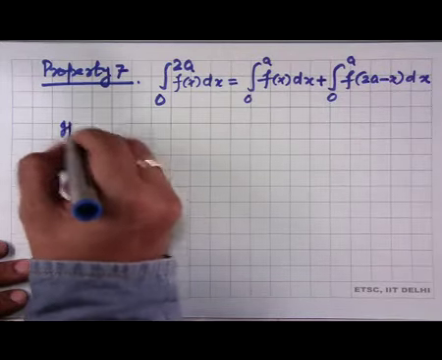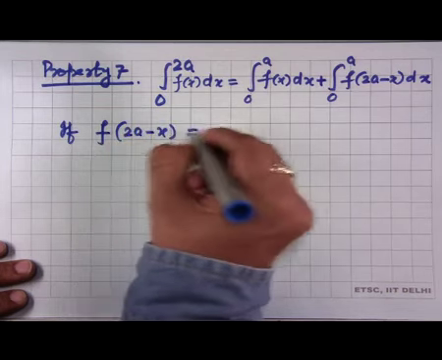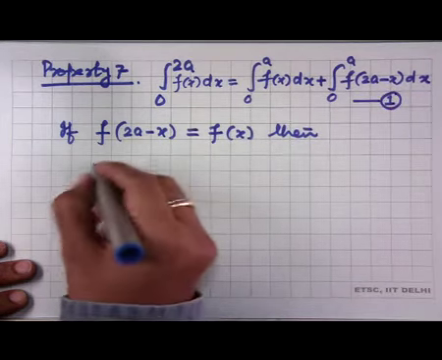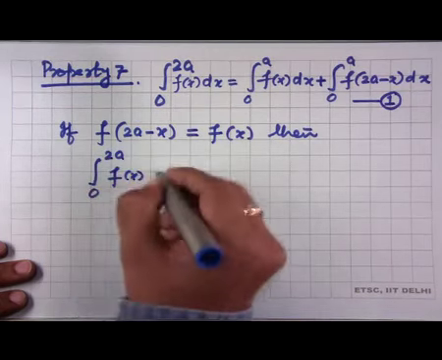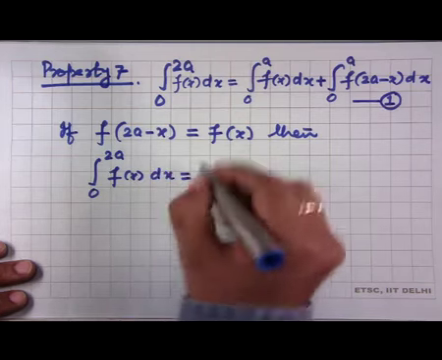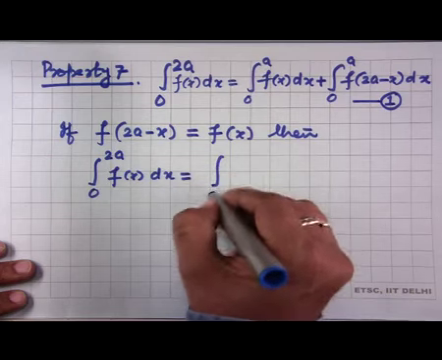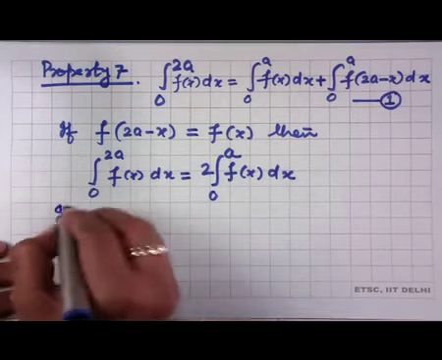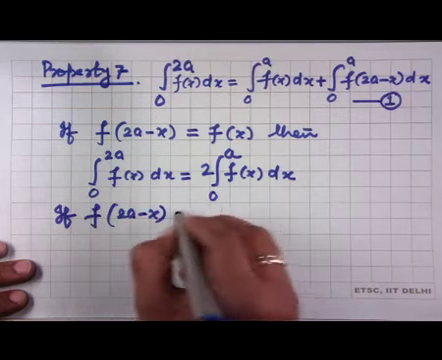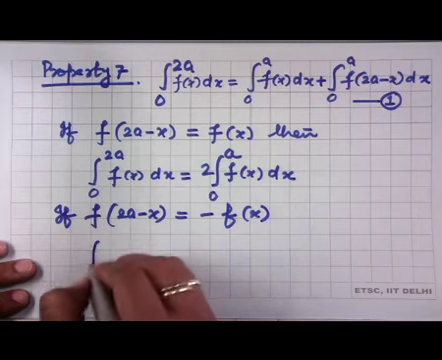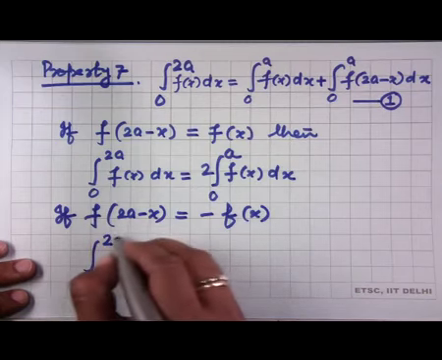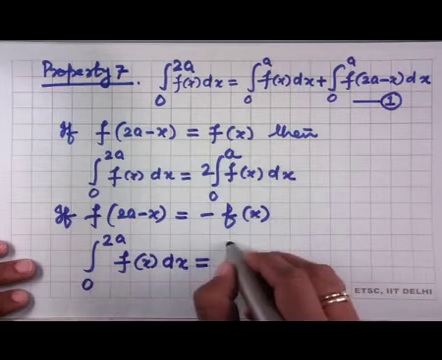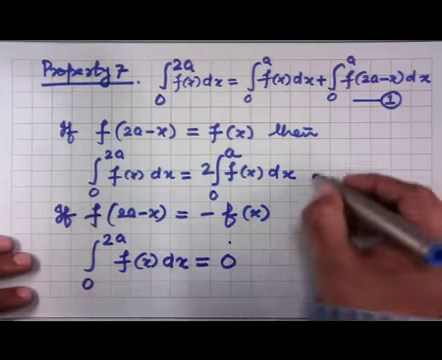Now, if f(2a minus x) is equal to f(x), then equation 1, that is property 6, will be simplified into this. And if f(2a minus x) is equal to minus f(x), in that case property 6 will be simplified and you will be getting 0. So, this is property 7.